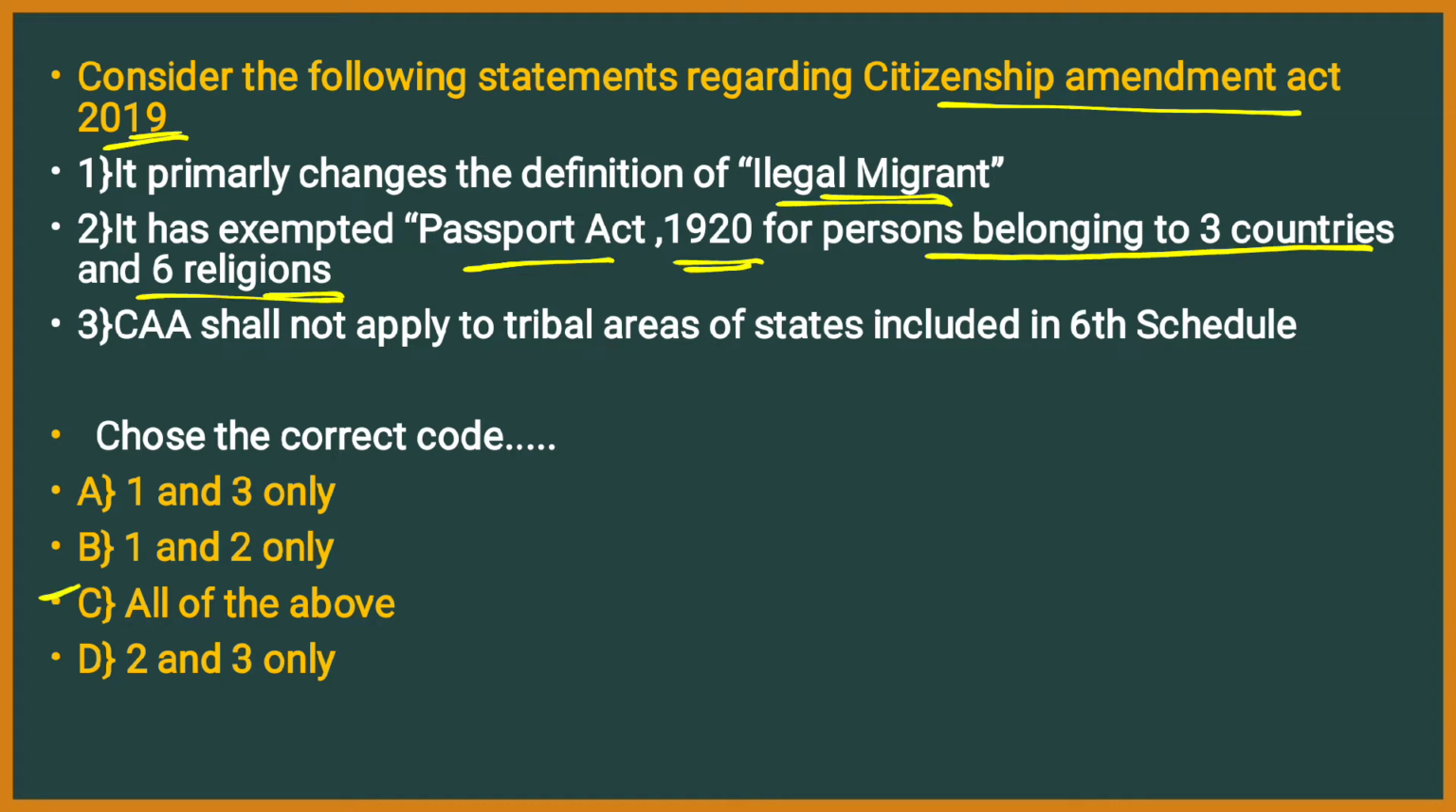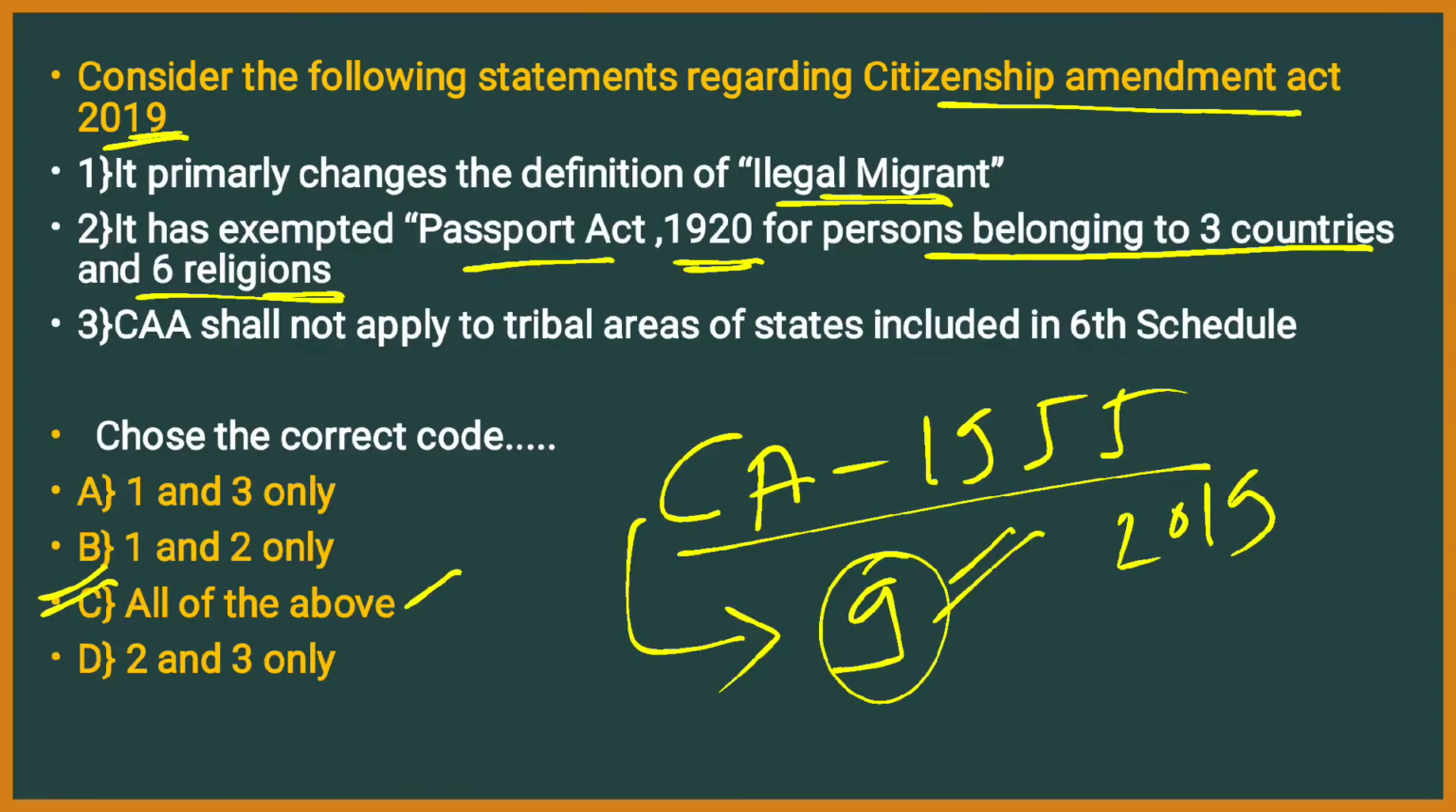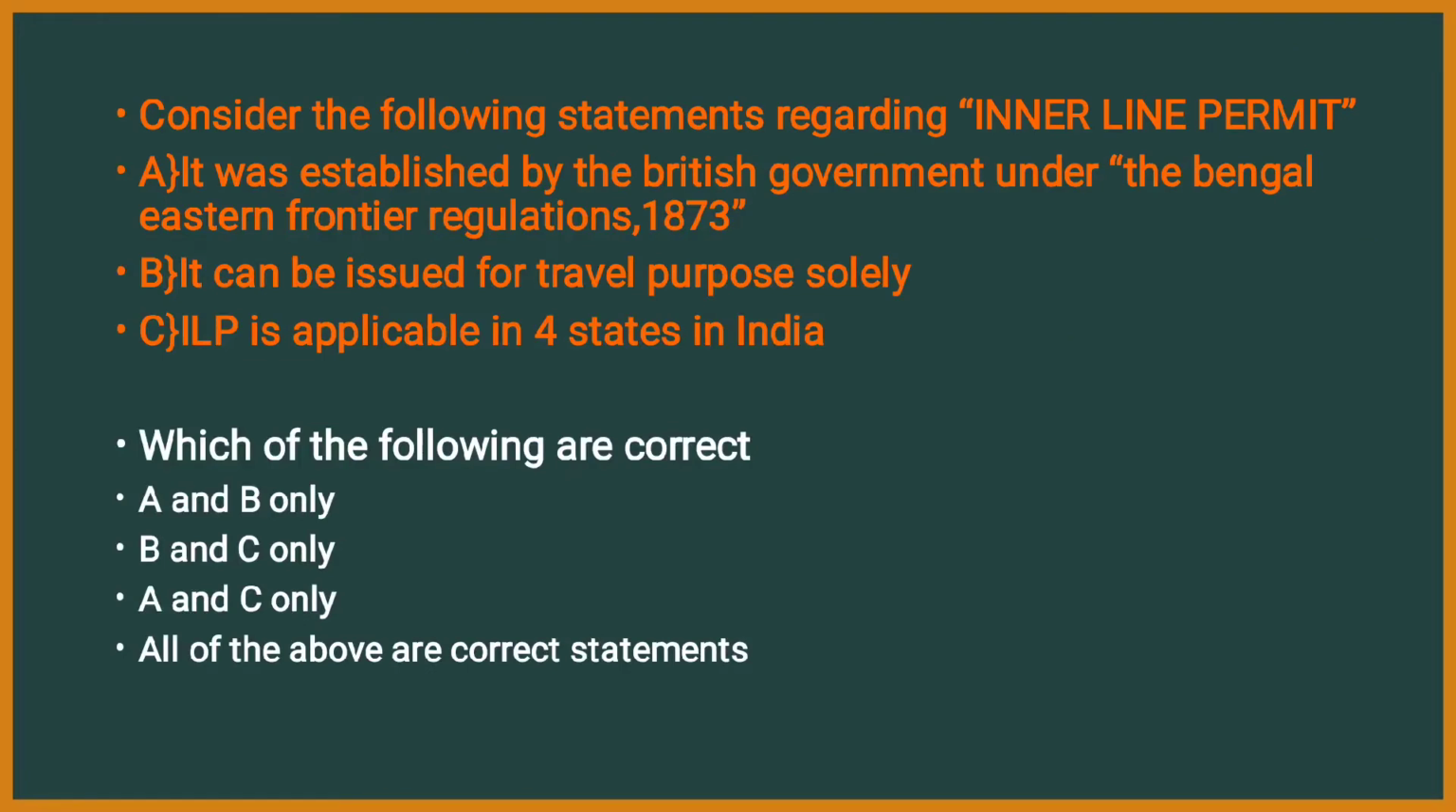Here the right answer is all of the above, right? All the statements are correct in regard to the Citizenship Amendment Act of 2019. It has amended the Citizenship Act of 1955, right? And do remember, the Citizenship Act of 1955 has been amended nearly 9 times. If you consider this 2019 amendment, then it has been amended 9 times in Indian history.